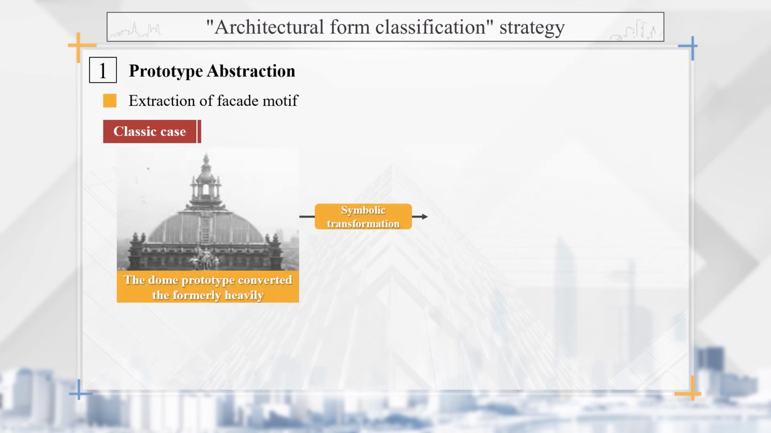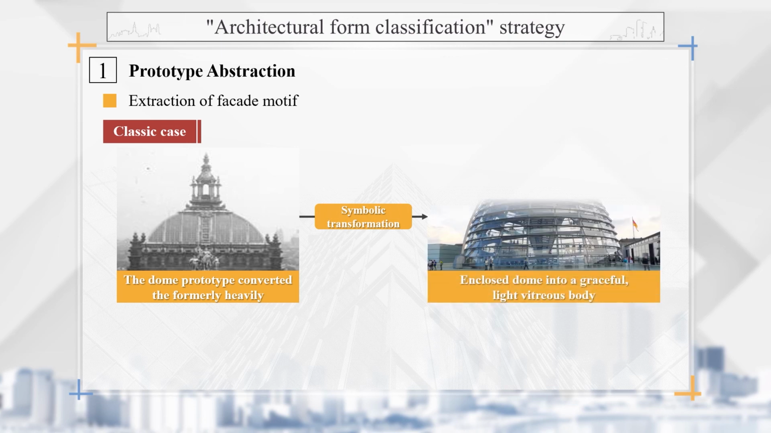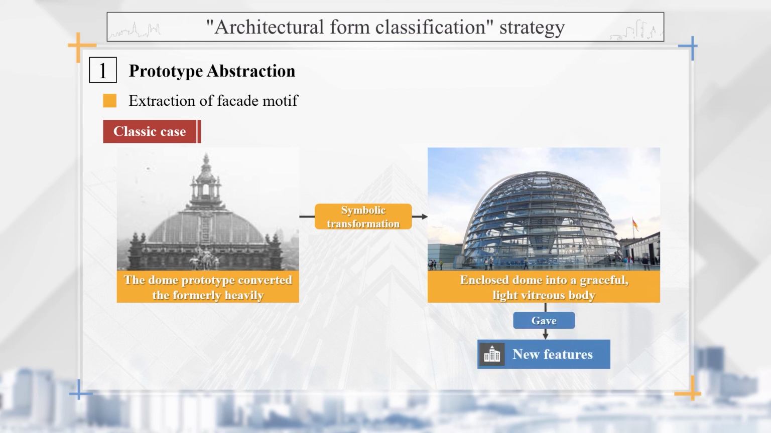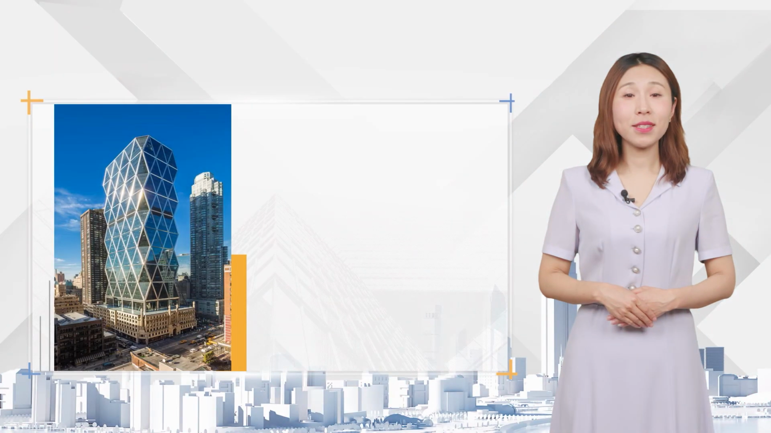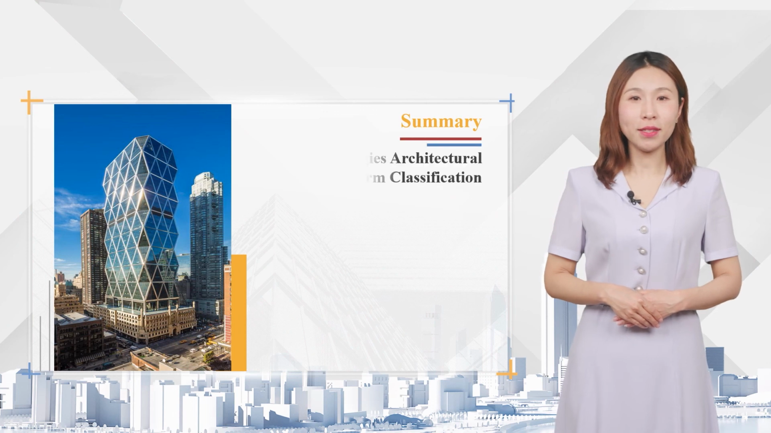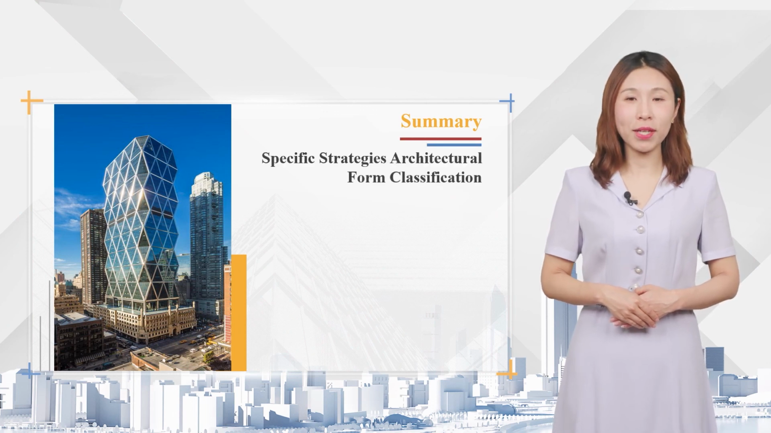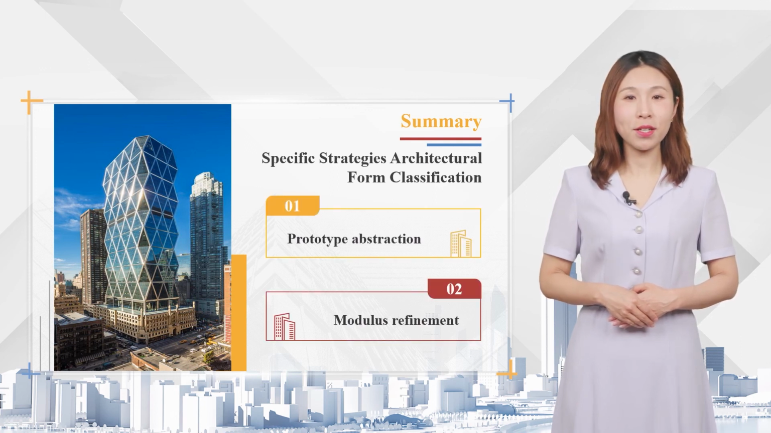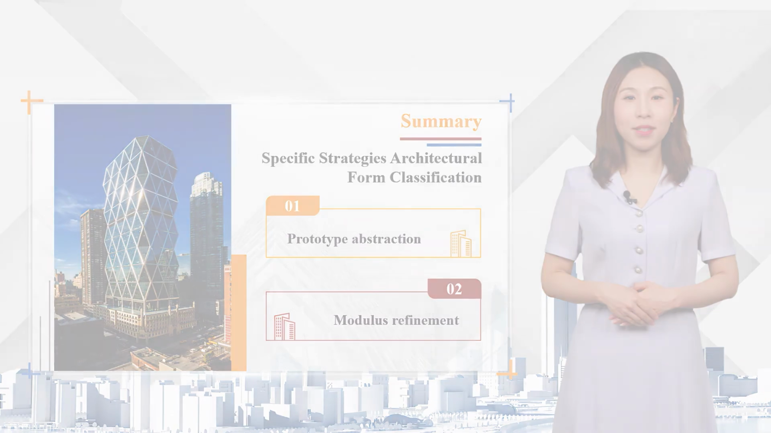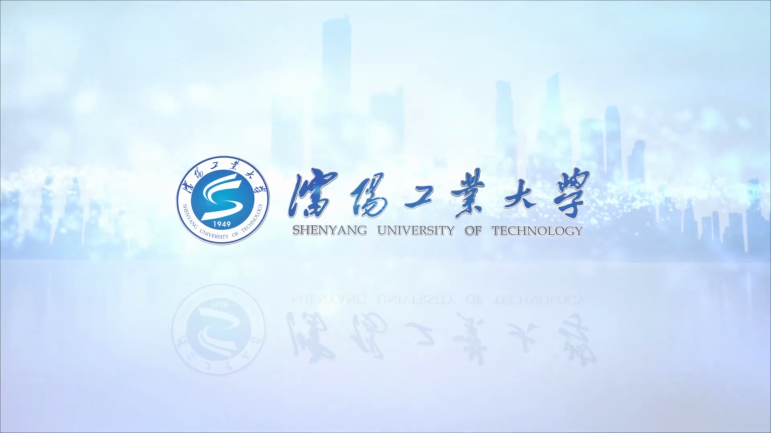Foster's symbolic transformation of the dome prototype converted the formerly heavily enclosed dome into a graceful, light, virtuous body and gave it new features, reshaping the symbolism of the Parliament building and making it a new symbol of the city. It is also a more intuitive and easy to understand transformation strategy. In the next section, we continue to explore the extraction of prototypes.